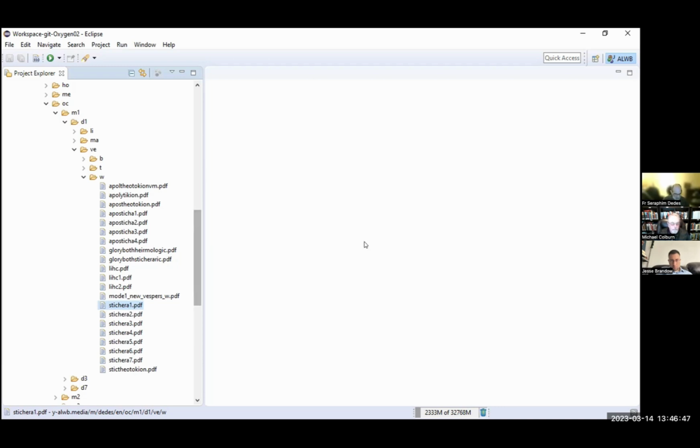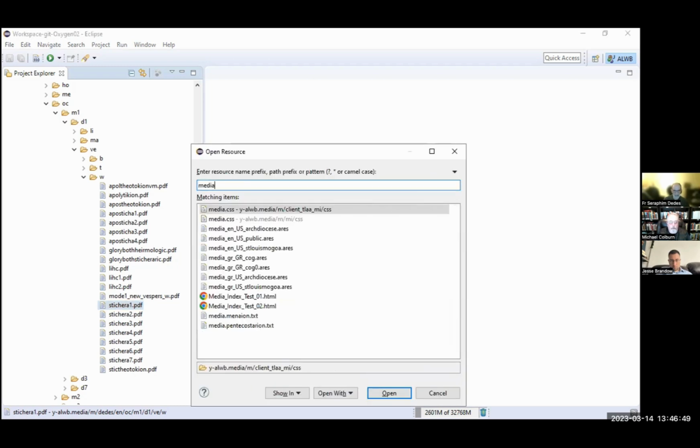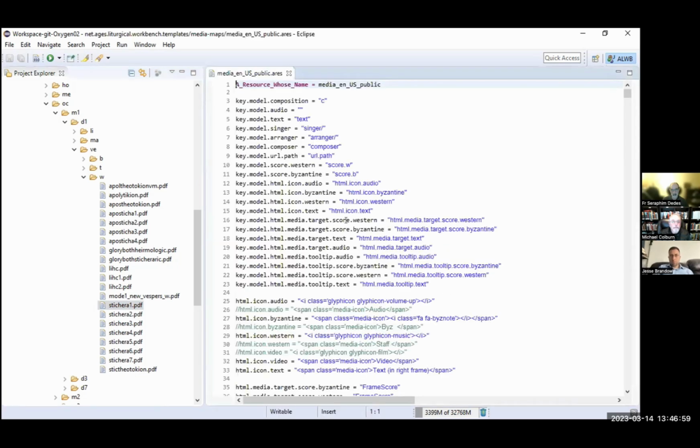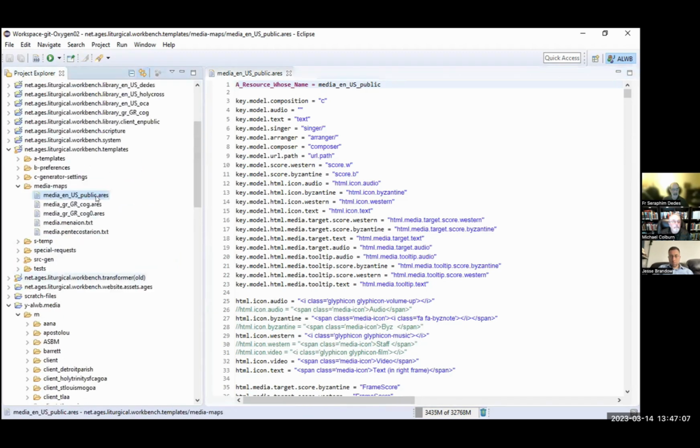So I'm going to open that. This is a media English US public. And it lives in the templates project, as you can see here. The templates project has a folder called media maps. So there's a media map for public, which means all the different English for us, and for the GOA, it means all the English contributors.